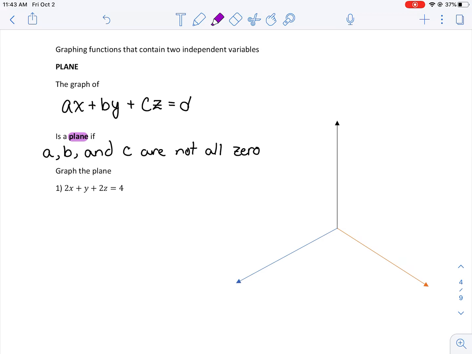What happens if 2 are equal to 0? So let's say b and c are equal to 0. Well, if b and c are equal to 0, then the second term and the third term also equal 0. And that equation, highlighted in purple, is still a plane. If all three are equal to 0, what you're left with is d is equal to 0, and that is not a plane.